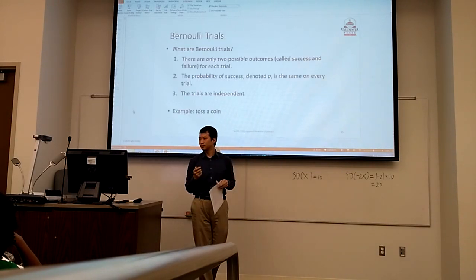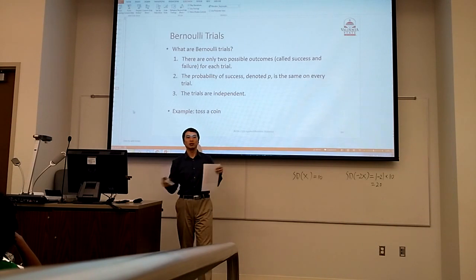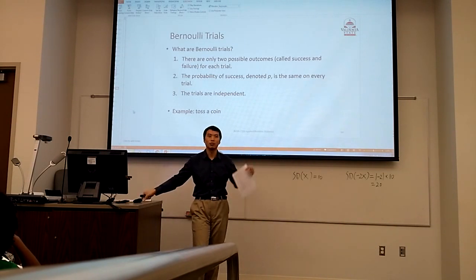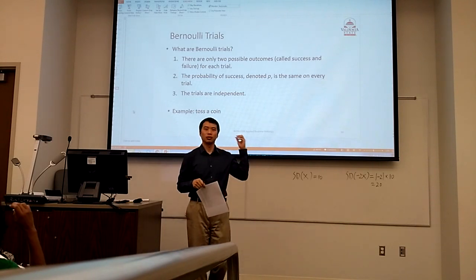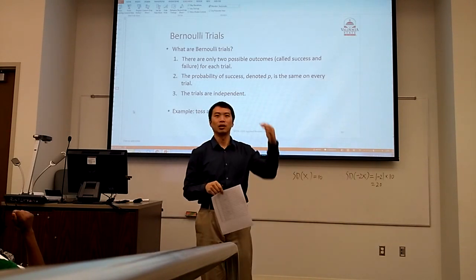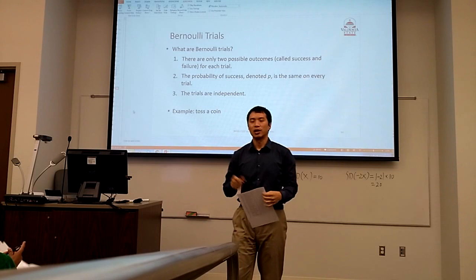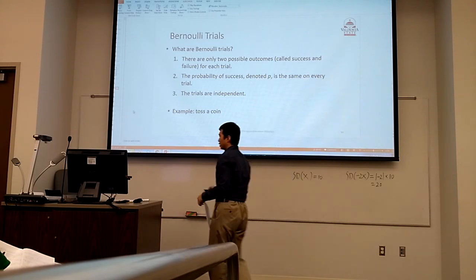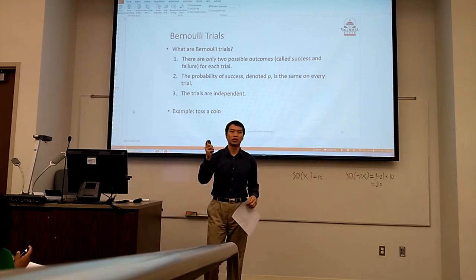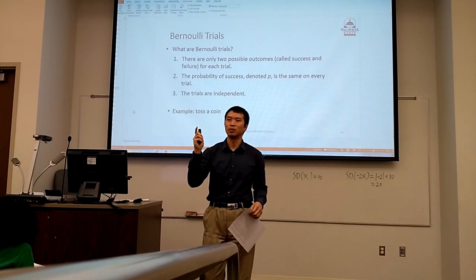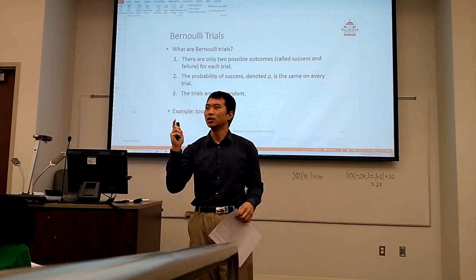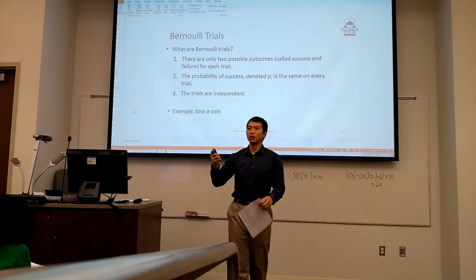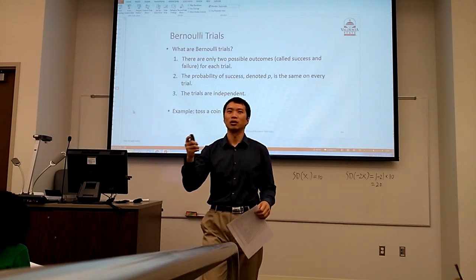Then we talked about Bernoulli trials and some properties of Bernoulli trials. Based on these Bernoulli trials, we started to talk about some distribution models. And the first model we discussed is the geometric model, right? So what is the geometric model about?